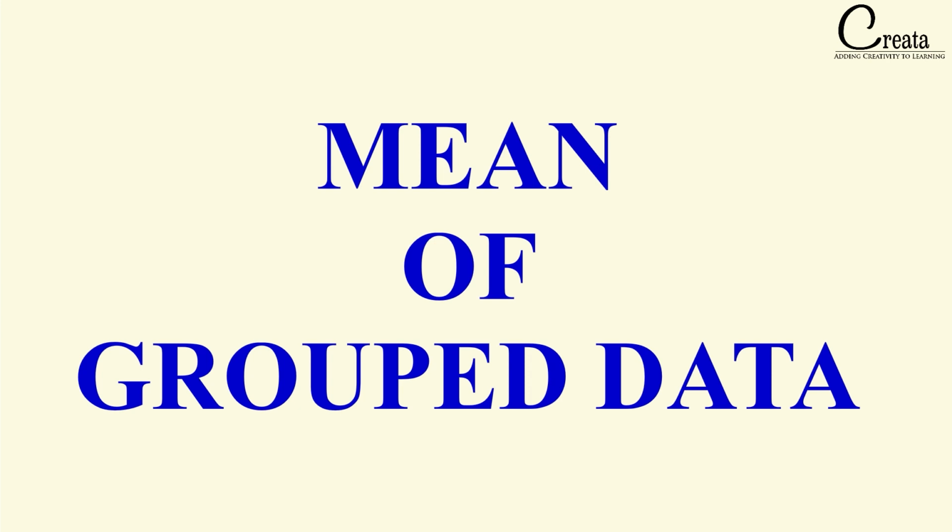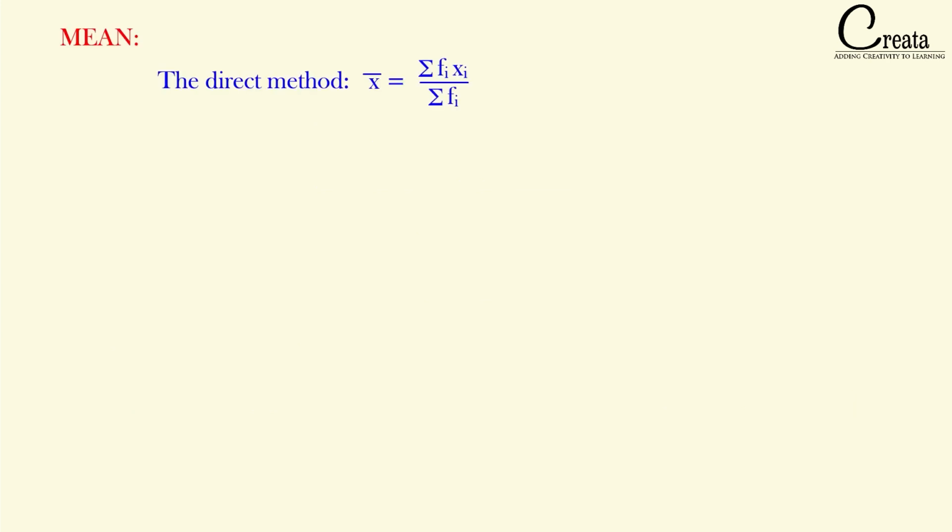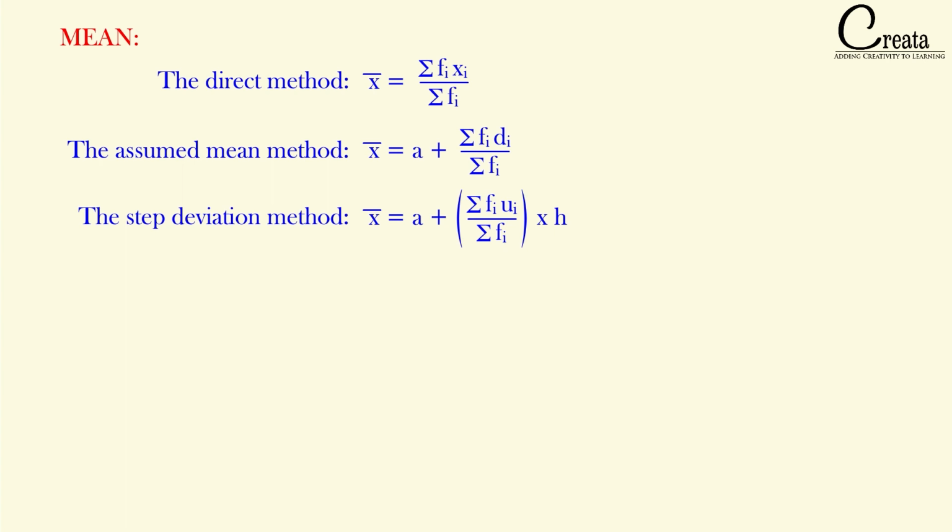In the previous lecture, we covered what is grouped data and what is ungrouped data. Especially in this lecture, we will cover the mean in the grouped data form. Basically, the mean in the grouped data form involves three different methods. The first is the direct method, and this is the formula. Second is the assumed mean method. This is the formula. And the third one is the step deviation method, and this is the formula.